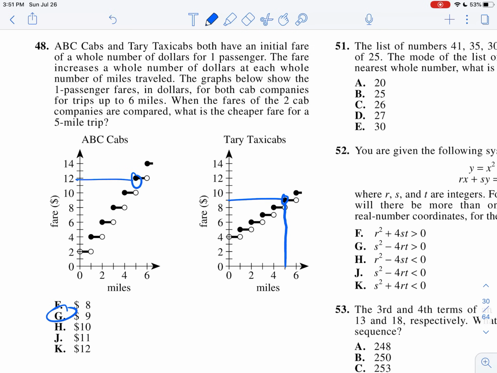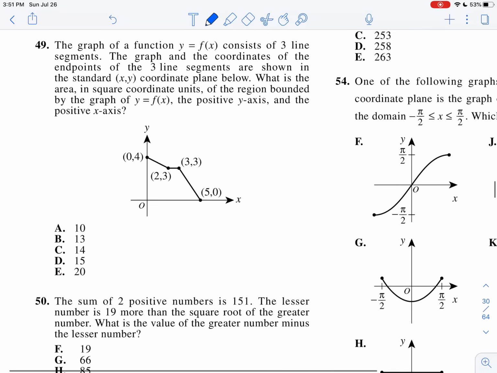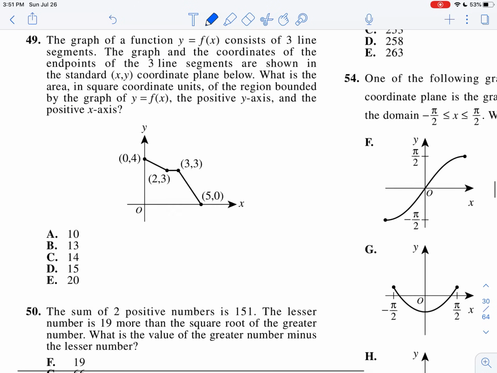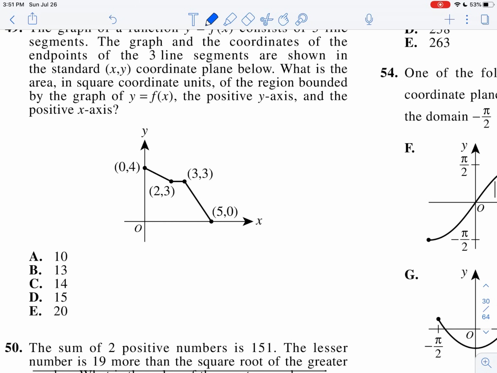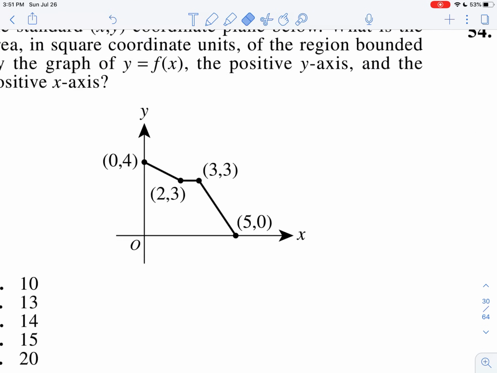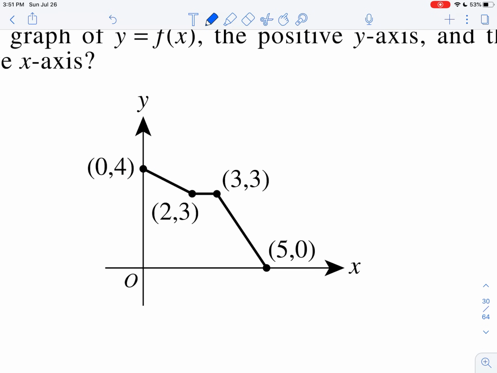48 is answer G. The graph of a function consists of 3 line segments. What is the area under the graph, basically this area here? That's what it's asking for. The way I would do it, break it up. So I'd break it up into 3 shapes. This shape is just a square with a length of 3 and 3, so you get 9.